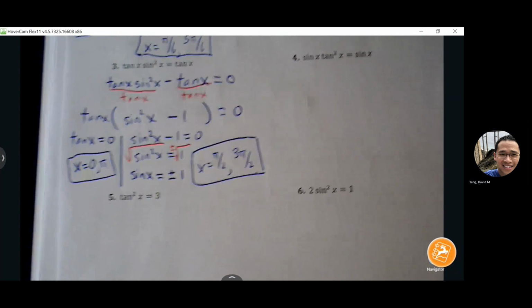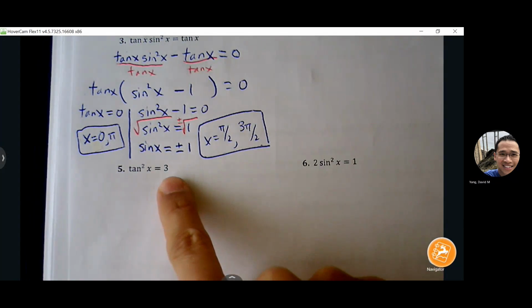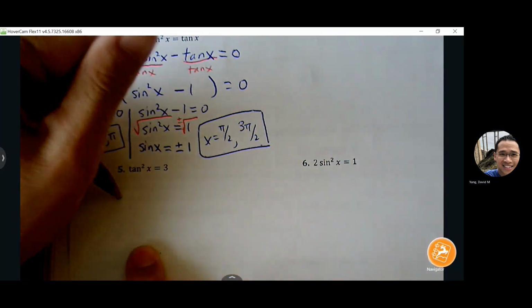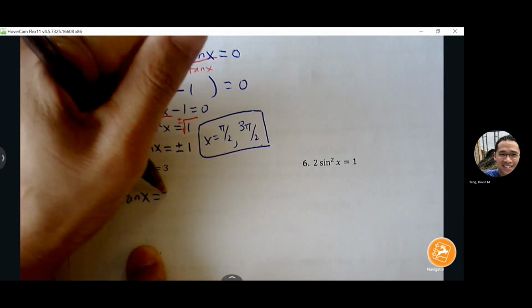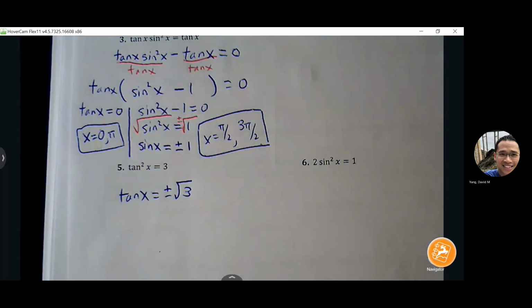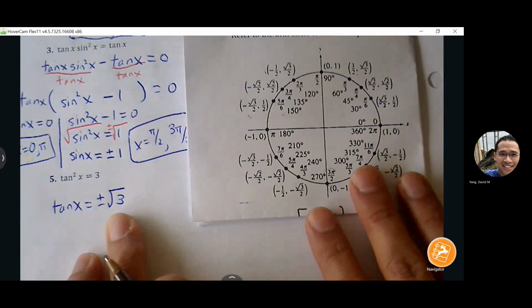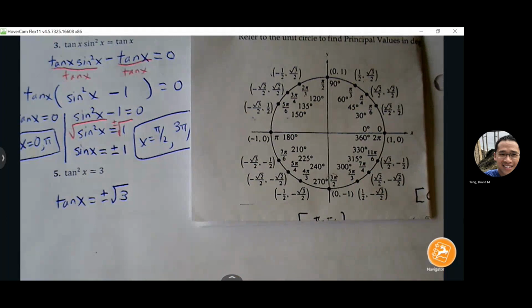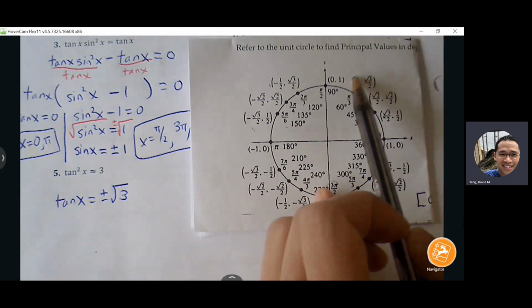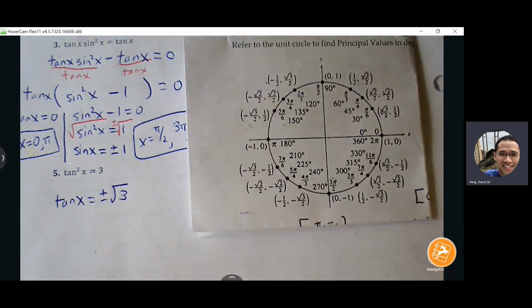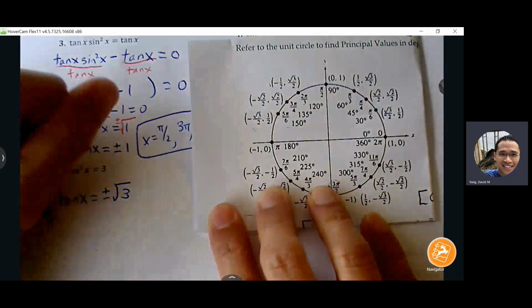Okay, number three. What's your first step? Square root, yeah, square root. Okay, plus or minus square root of 3. We want basically all four quadrants to be represented here. So this is going to be in the family of what? Pi over 3, right? Yep. Pi over 3 over 1, that's pi over 3. So all the pi over 3 family. All the angles within that family are going to be represented.